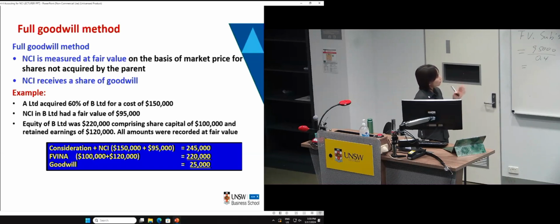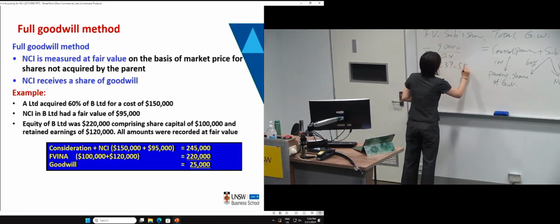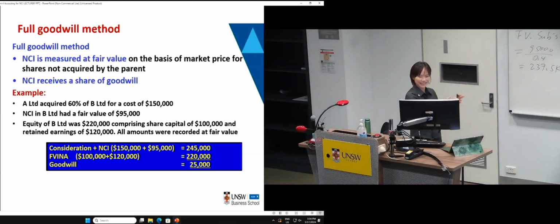Now this 95,000 represents the market value of the 40% shares. By using 95,000 divided by 40%, you will get the market value for 100% of shares. So let's get this calculation done. 95 divided by 0.4, right? Now this is the market value for 100% of shares. Now we know the market value for the entire company. We know net assets, well, net assets is 220,000. The difference represents the subsidiary's goodwill.